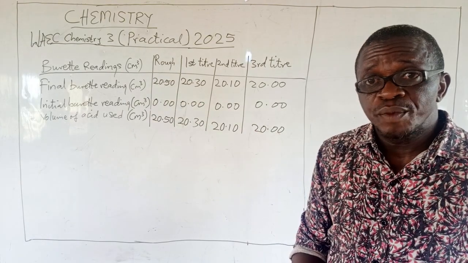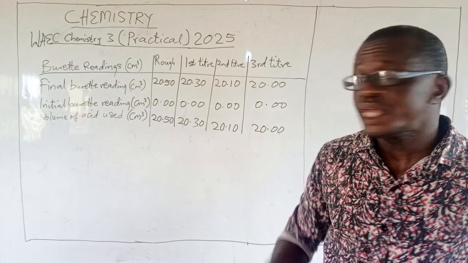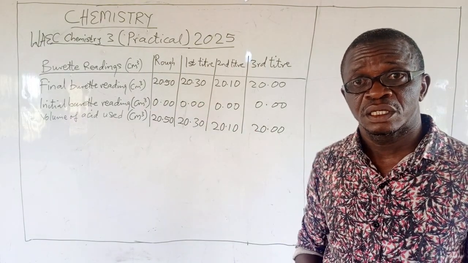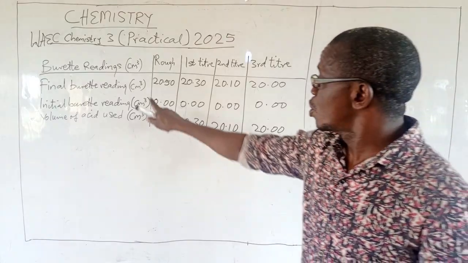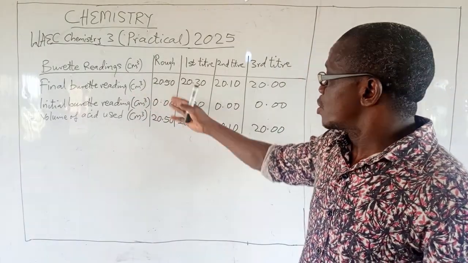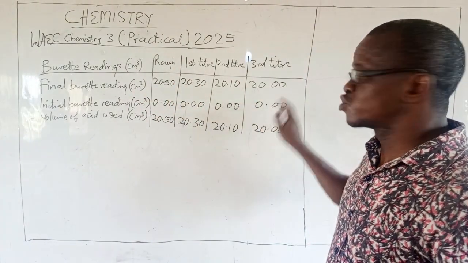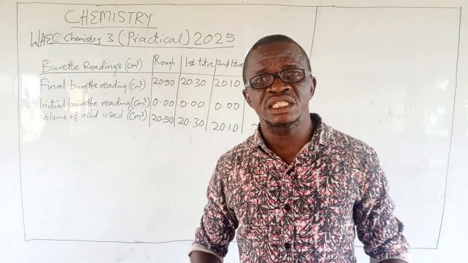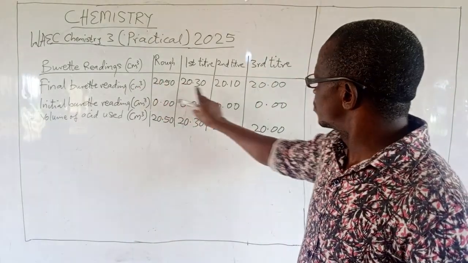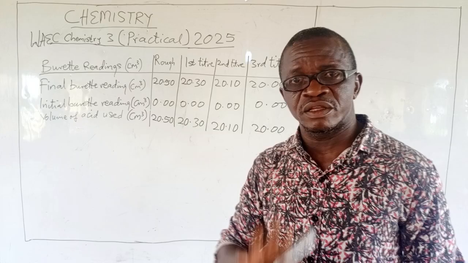So the examiner will be confused. You will be penalized because of that. So that's the first thing you should know. When you put them here, no need for you to put them here to make your work neat. Once you put them there, continue with your values.